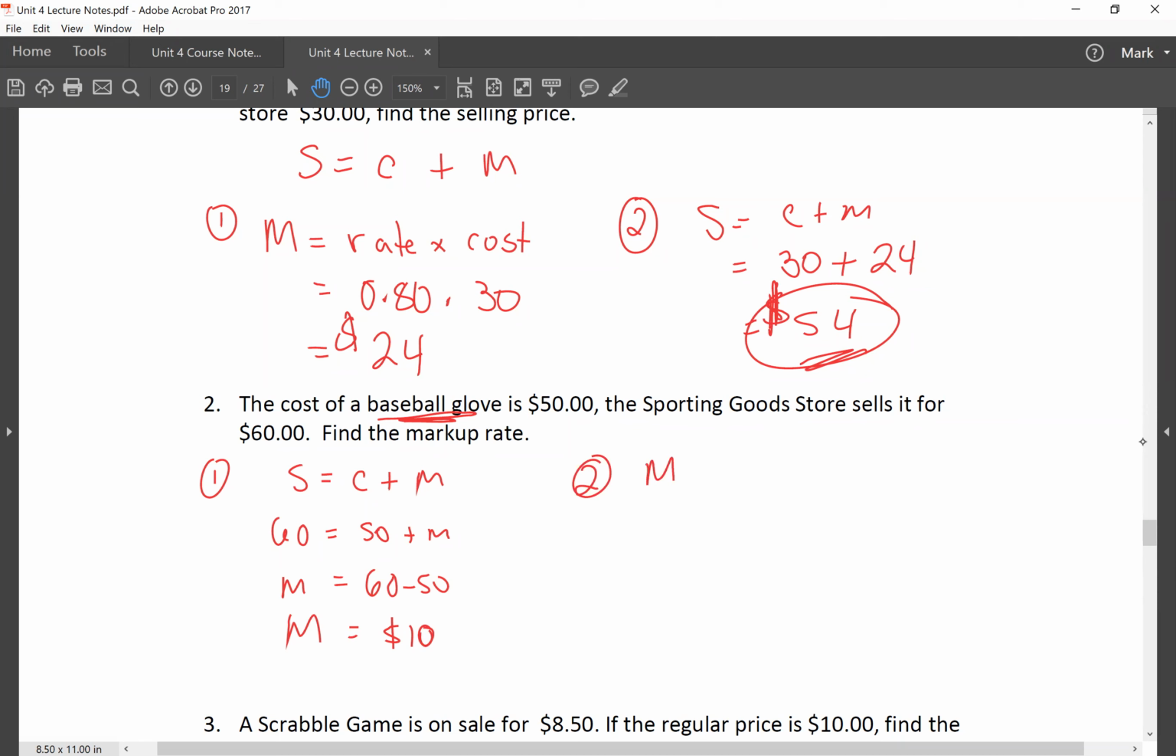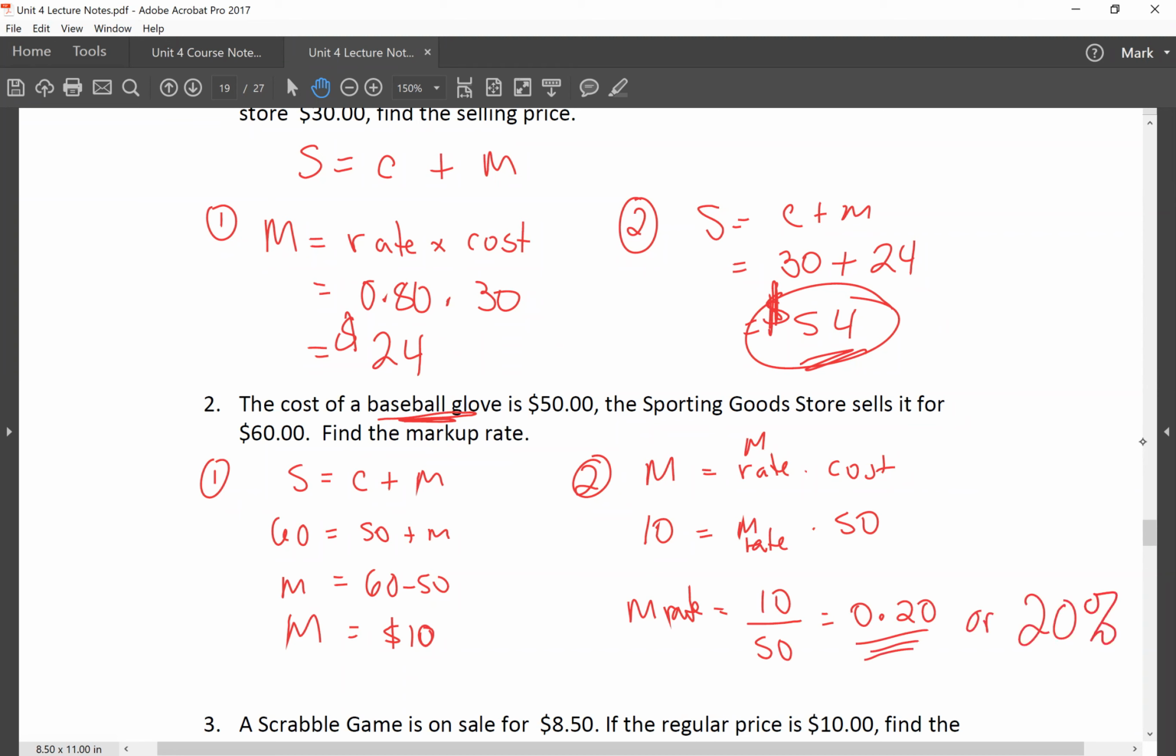I know that the markup is equal to the rate of markup times the cost. That's from the formula. I'm writing the formula a little bit shorter. So this is the markup rate times the cost. So this is going to be 10 equals my markup rate times my cost, which was 50. So my markup rate is going to be 10 over 50, which as Reem said is 0.2, or what we would typically say is 20%.